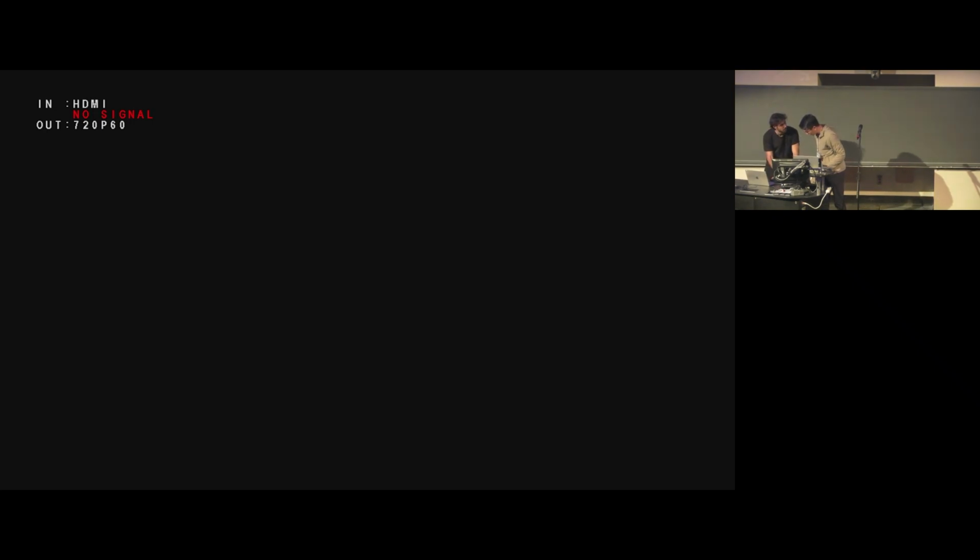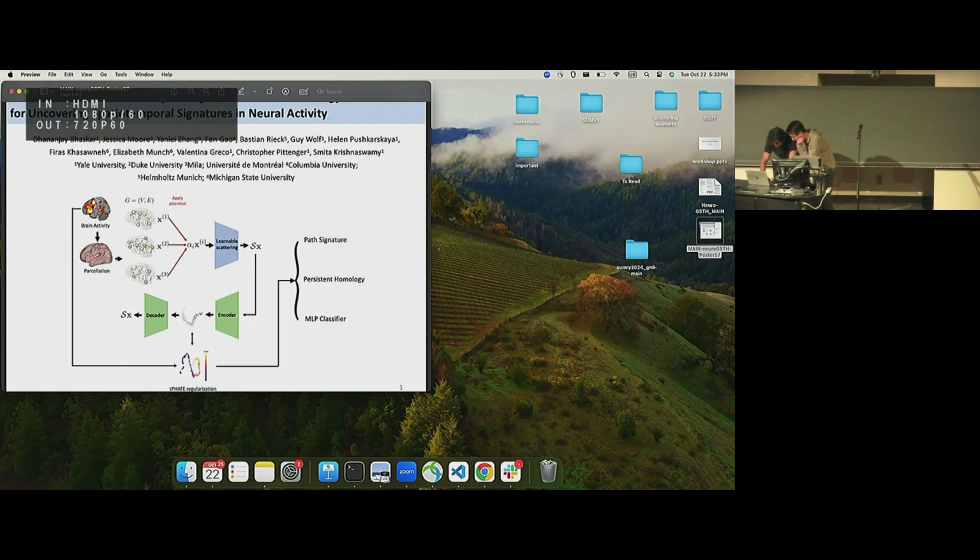For some reason, my PowerPoint is not in there, so I'm just going to plug into my computer. Sorry about that.